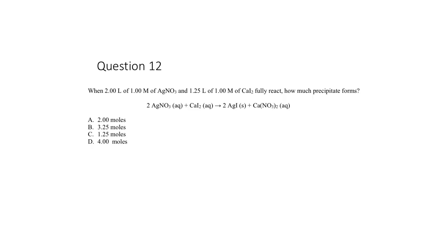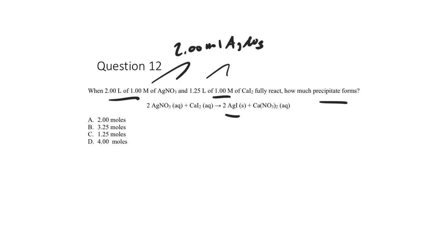Another review question from chapter 4. We have 2 liters of silver nitrate and 1.25 liters of calcium iodide. How much precipitate forms? This is just like a stoichiometry problem, but using topics from chapter 4. Let's do the math first. 2 liters times 1 mole per liter is 2.00 moles of AgNO3. And 1.25 liters of 1 molar calcium iodide is 1.25 moles of calcium iodide.